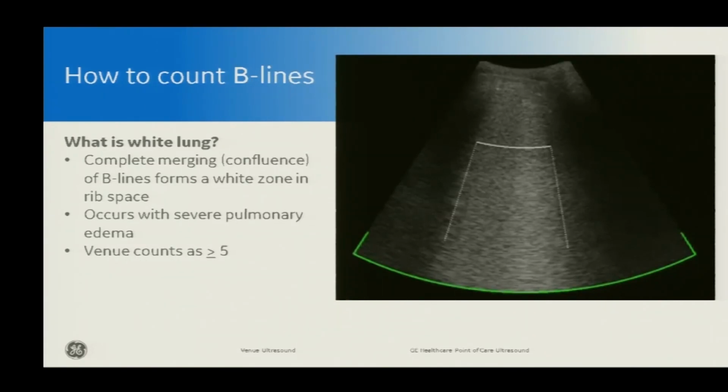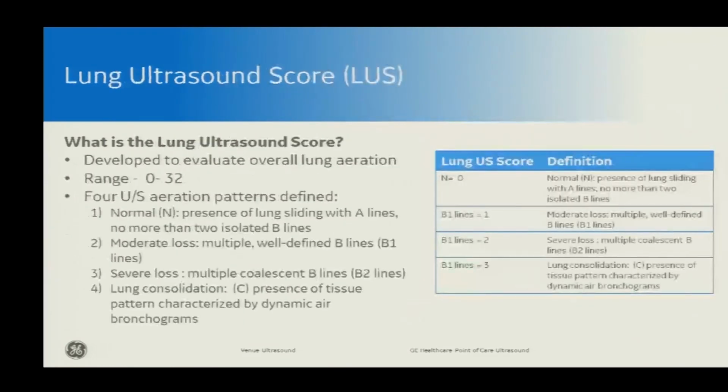And what it means is that there's so much extravascular lung water or pulmonary edema within the lungs that it's just completely filled the space, and it's like one solid huge B-line. But the way we count that is it's actually many B-lines that have become fused together, and it's counted as greater than 5.